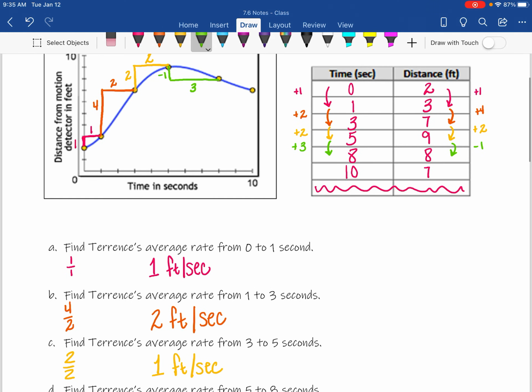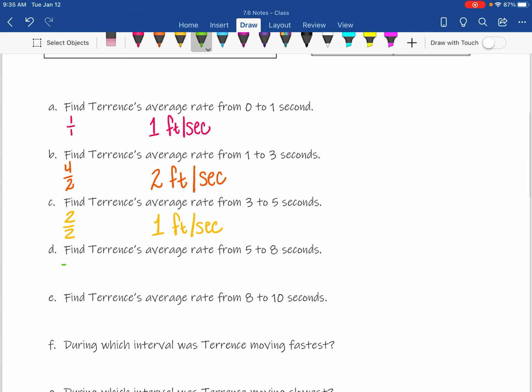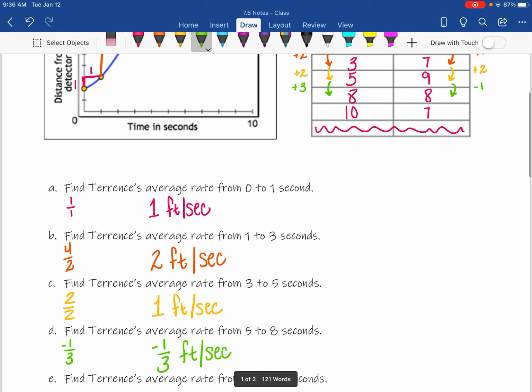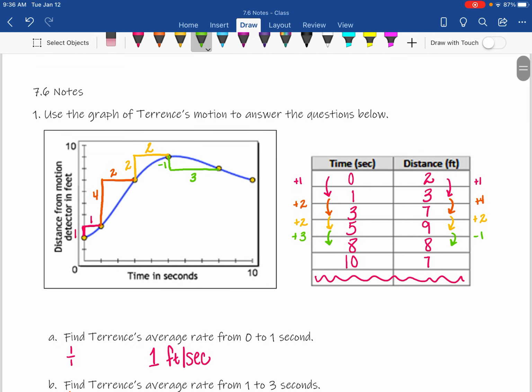Okay, so to find that rate, rise or fall over run, and then change in y divided by change in x, they both give you the same value. Get in the habit of leaving your rates or your slopes as fractions. They're going to be much easier to graph that way. Okay, so negative 1/3 foot per second.